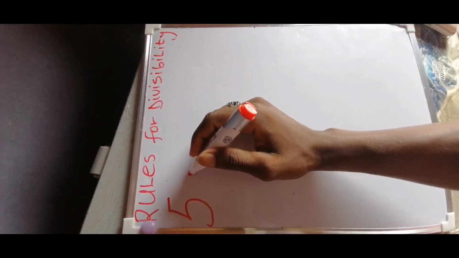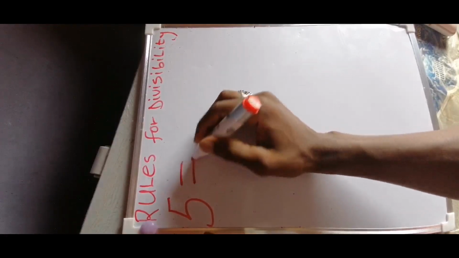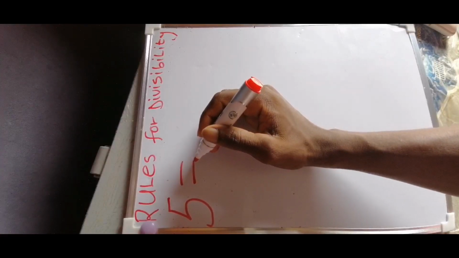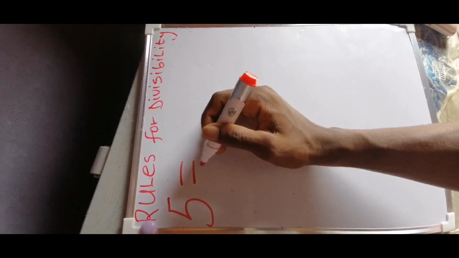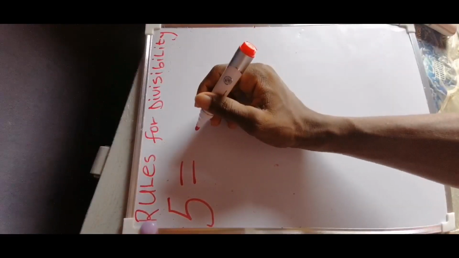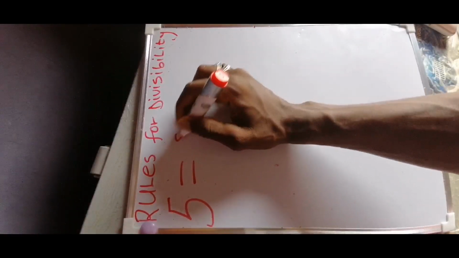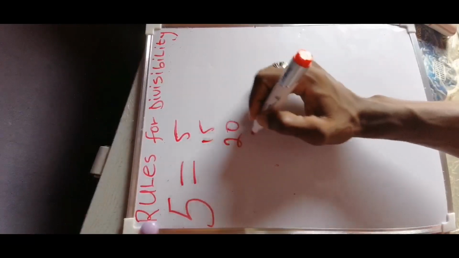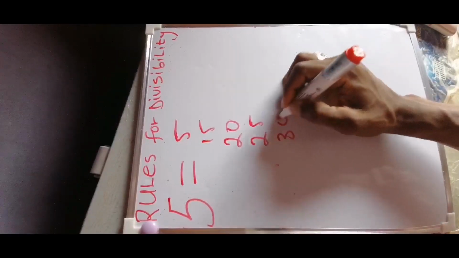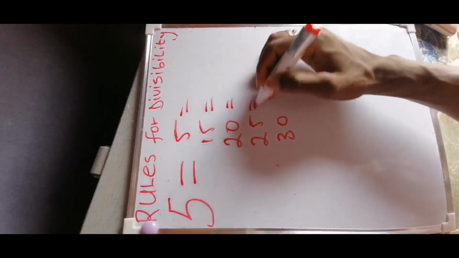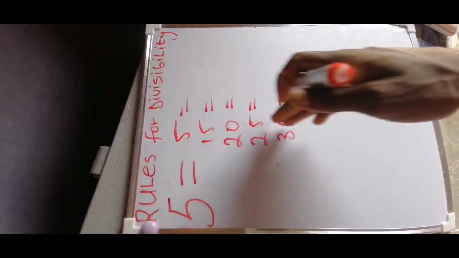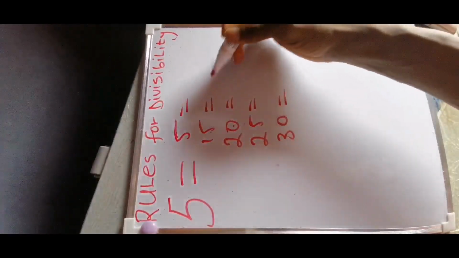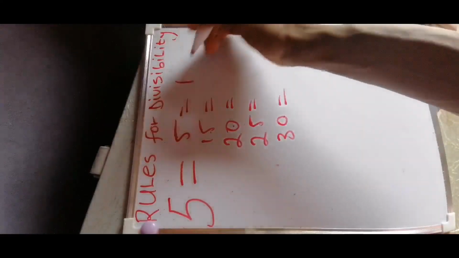5 can be divisible by any whole number if the last digit is 5 or 0. If the last digit is 5, let's use 5, 15, we have 20, 25 and 30. This is very simple. They say 5 can be divisible by any number here if the last digit is 5 or 0. So 5 into 5 is 1.